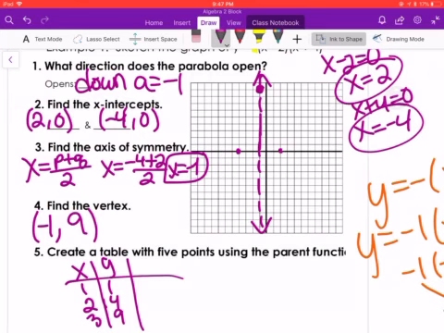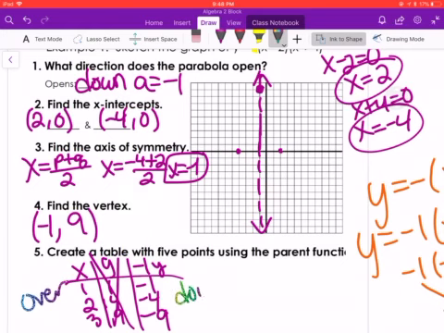This one has an a value of -1. So instead of going over 1 up 1, I should be going over 1 down 1, over 2 down 4, over 3 down 9. Then I cross out that middle column just to remind myself that I don't want to use that column. I want to do over and then down.